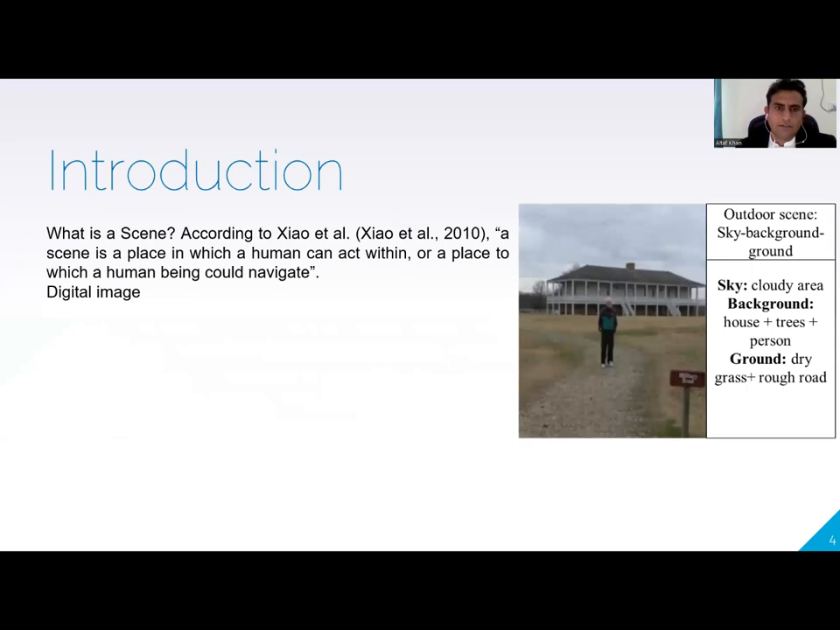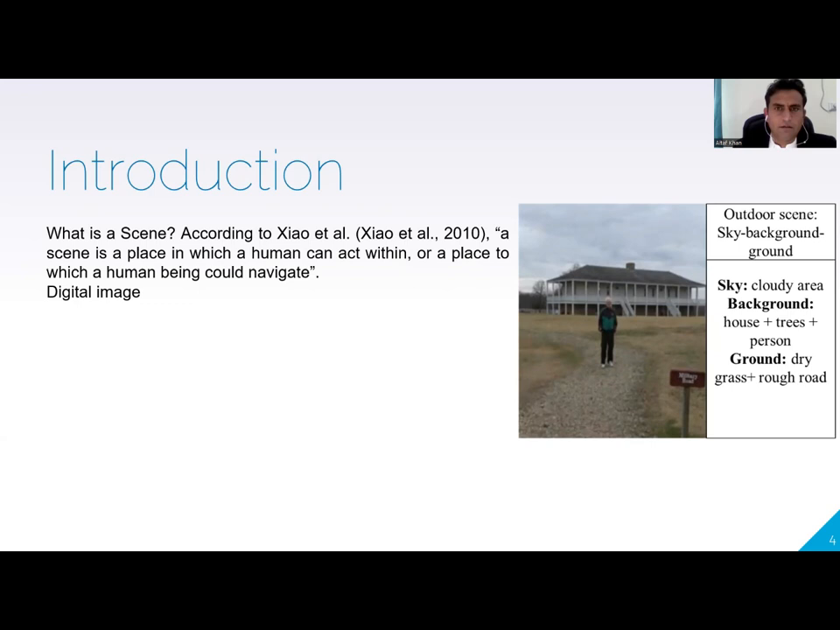This is actually the introduction of scene, which shows that the place where humans can act, can stay, or navigate, meaning moving from one place to another, and all the area around us is considered as scene. Here is one picture which shows that there is a sky, background, ground. There are three different stages of one scene. This is one scene, it is an outside image scene. So similarly, we have input image scene and so on.